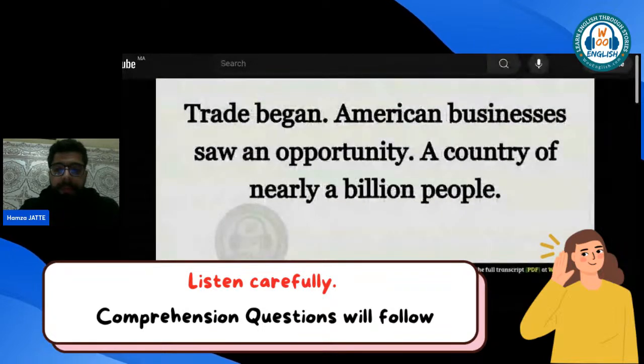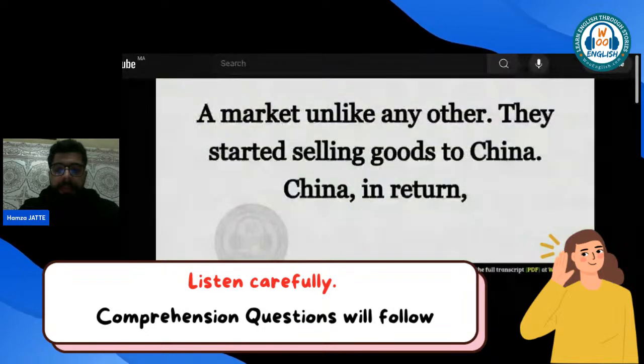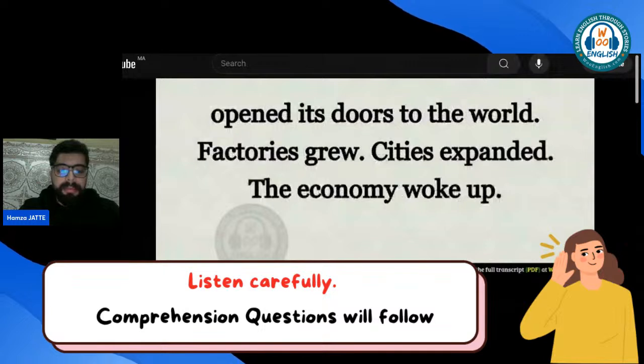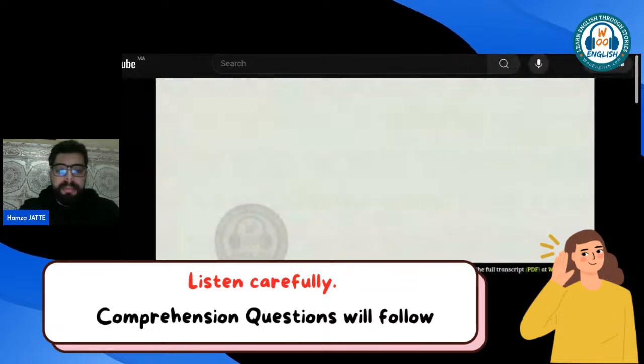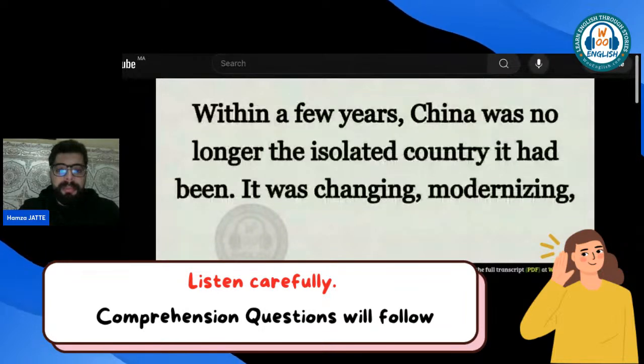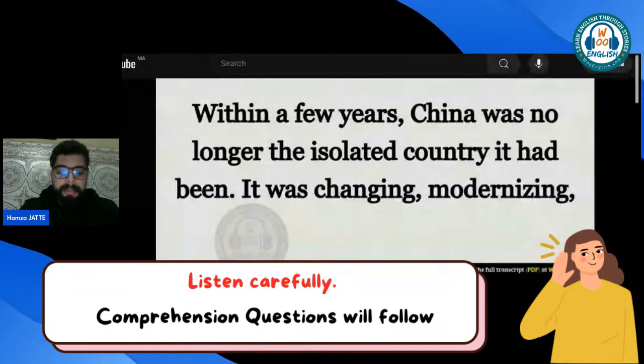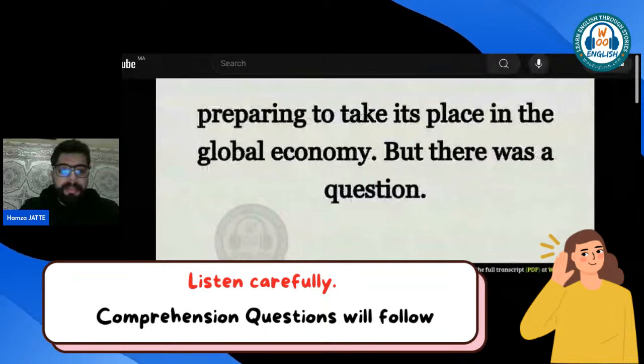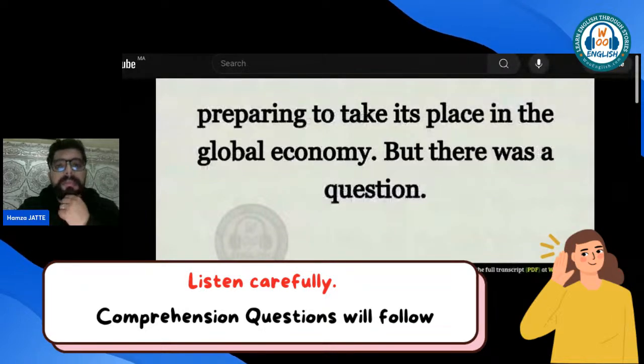Trade began. American businesses saw an opportunity. A country of nearly 1 billion people, a market unlike any other. They started selling goods to China. China, in return, opened its doors to the world. Factories grew. Cities expanded. The economy woke up. Within a few years, China was no longer the isolated country it had been. It was changing, modernizing, preparing to take its place in the global economy.